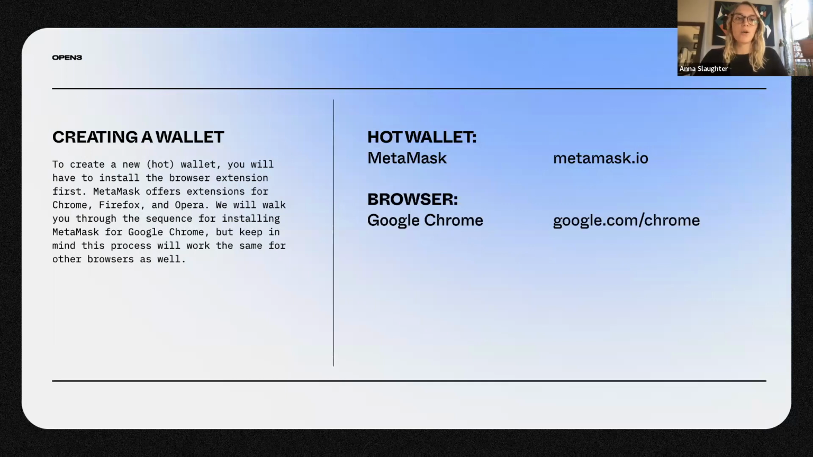So creating a wallet, we're going to be downloading MetaMask to use as a hot wallet. MetaMask, I'm not sure if you've heard that term before, is a really widely used common crypto wallet used to interact with the Ethereum blockchain, the Ethereum network. To create a new wallet, you'll have to install a browser extension first. MetaMask offers extensions for Chrome, Firefox, and Opera. We're going to walk through the steps for Chrome, but again, keep in mind, if you want to use a different browser, the steps are going to be pretty similar.